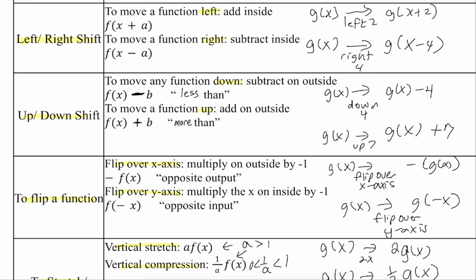If I want to flip it over the y-axis, I need to do something to the inside because that's changing it horizontally. I multiply the x's by -1 on the inside of the function. It is the opposite input. And that's going to flip it over the y-axis. So if I multiply by -1 on the inside, I'm going to flip it over the y-axis.